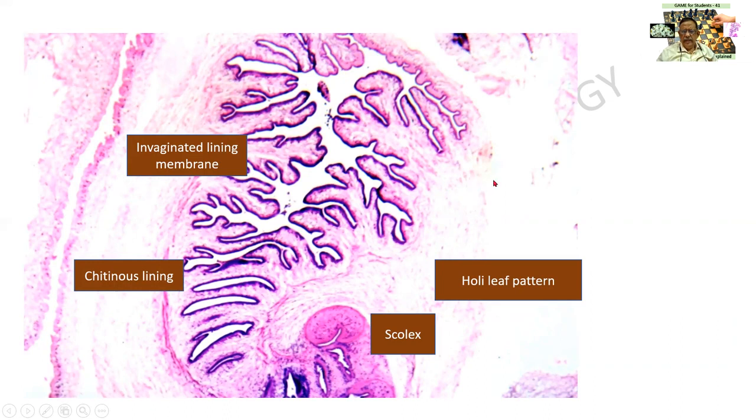A cyst is actually developed in an unfavorable circumstance. The cycle is not able to continue. At the same time, the organism wants itself to be preserved, as a result of which it develops a very thick cuticle outside. And there is an infolding of the epithelium. It develops what is called a thick chitinous lining. Chitin is skin. So it has such a lining over here. And ultimately the lumen develops a holy leaf-like pattern. A holy leaf-like pattern will be having an irregular lumen. If we are lucky enough, we may be seeing a scolex, that is the head part of it, along with the hooklets.